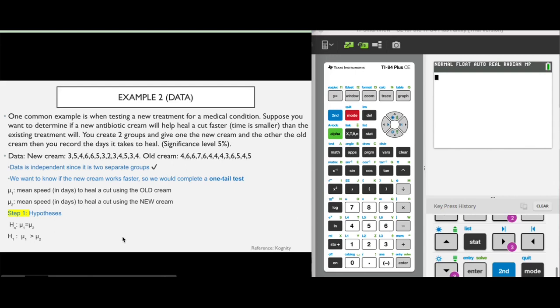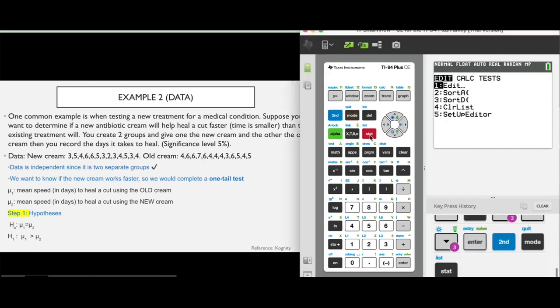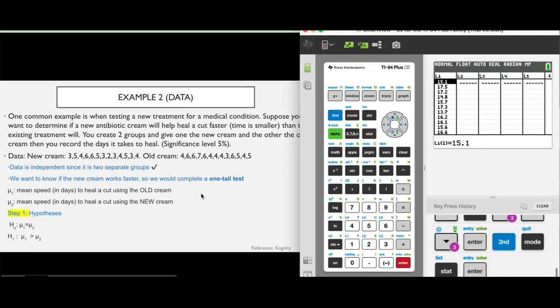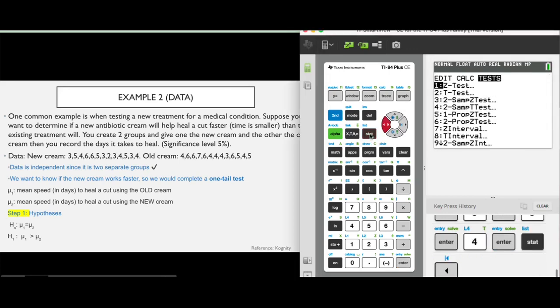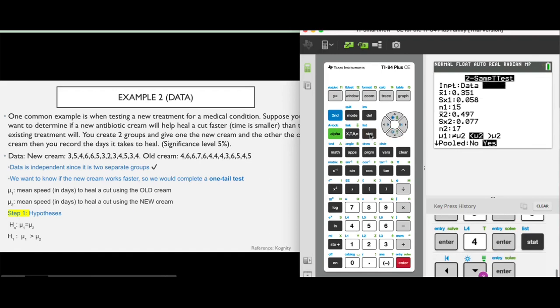Second step is we're going to be using our calculators. Since we're given data here, our very first step in our calculator is going to make sure that our lists are edited. So you can pause the video and put your lists in, making sure your 1 is your old, right? So your old should be in list 1, and then your new should be in list 2. Once you have your old in list 1 and your new in list 2, we can do a stats calculation test. So we're doing a 2-sample t-test.